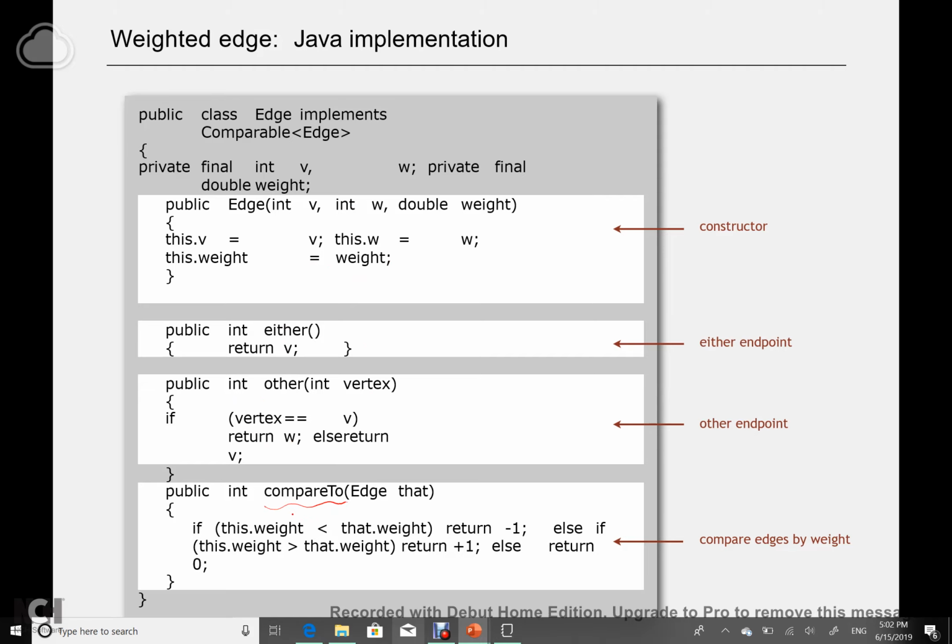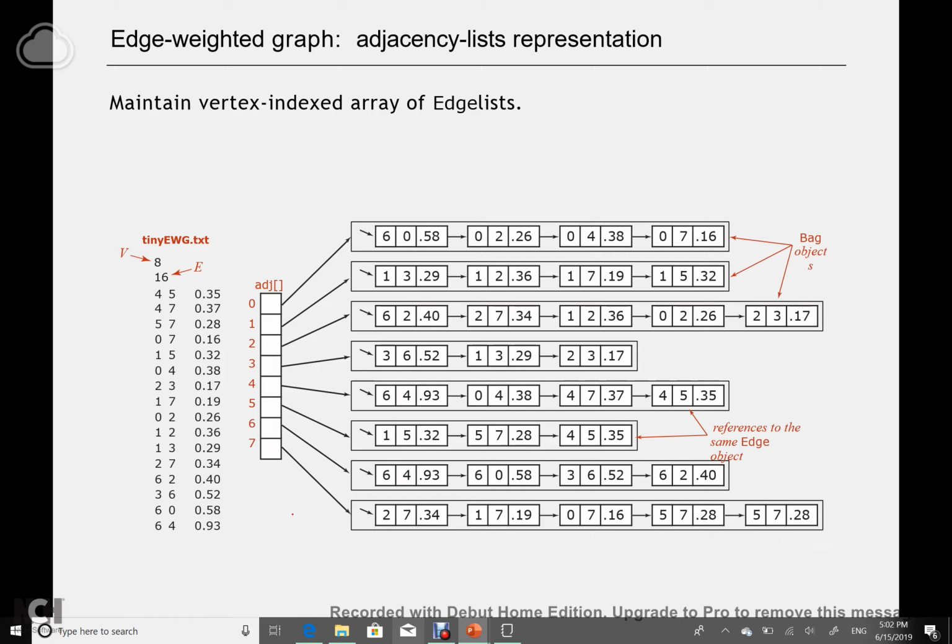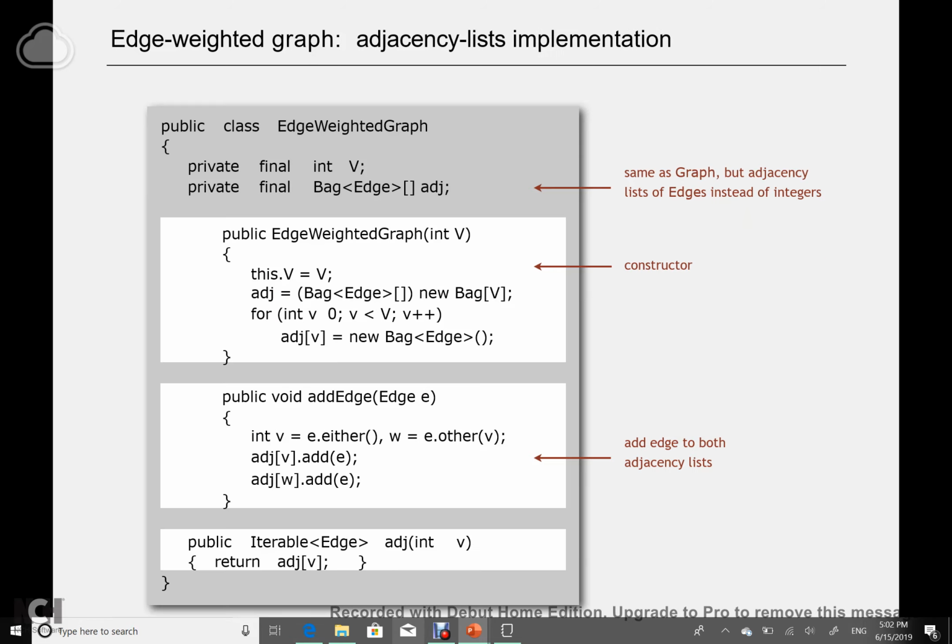Since we need to use the edge weight comparison, we have to implement the compareTo method. And this is an adjacency list representation of one example graph. You can treat all the edges connected with a specific vertex as being in a bag. Each bag here corresponds to a different vertex, holding the adjacent edges linked with that specific vertex. Edge-weighted graph.